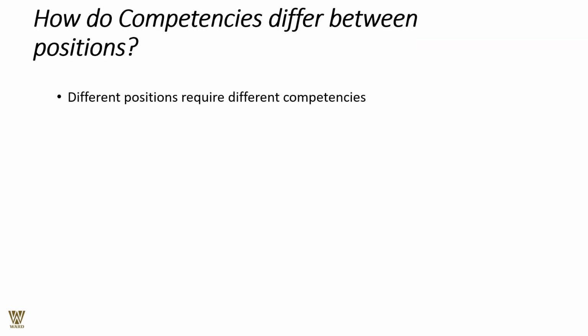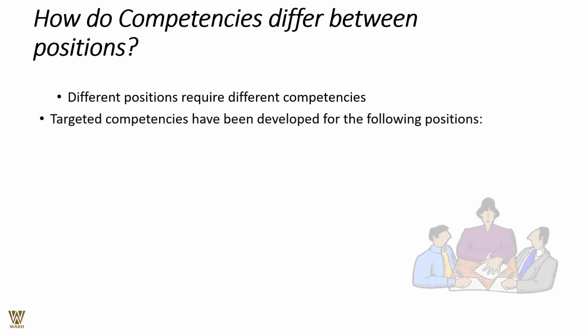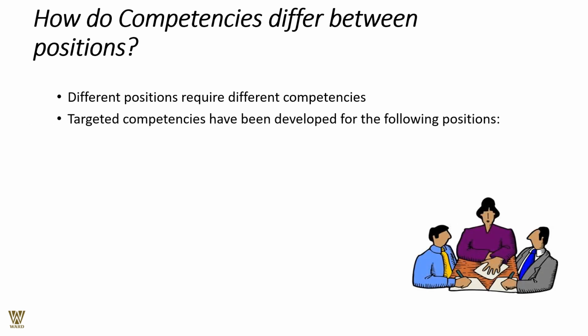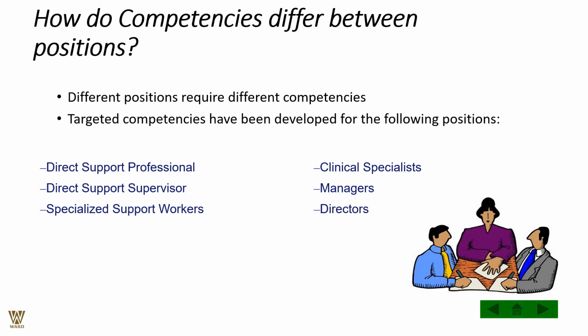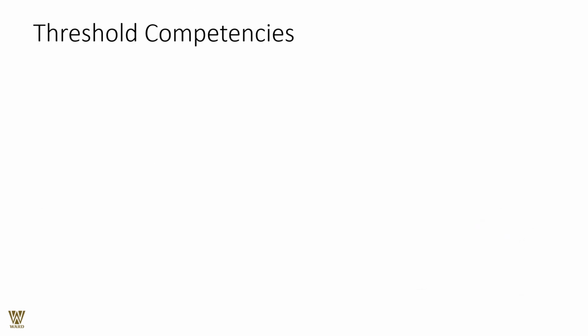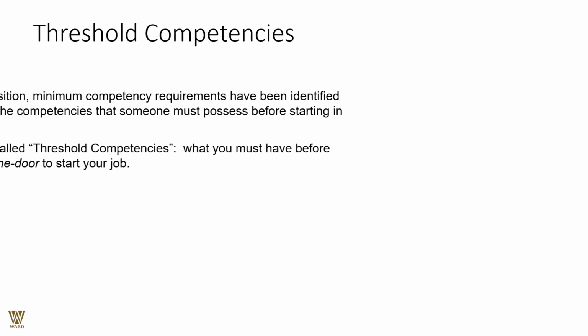So, how do competencies differ by position? Every position has different requirements because they mandate different roles and responsibilities. With each role and responsibility, you are supposed to exhibit different kinds of behaviors, different knowledge sets, skill sets, and so on and so forth. So targeted competencies are developed for the following positions. I'm just giving you an example. The direct support professional is a clinical specialist. Direct support supervisors might be managers, whereas specialized support workers would be the directors, perhaps.